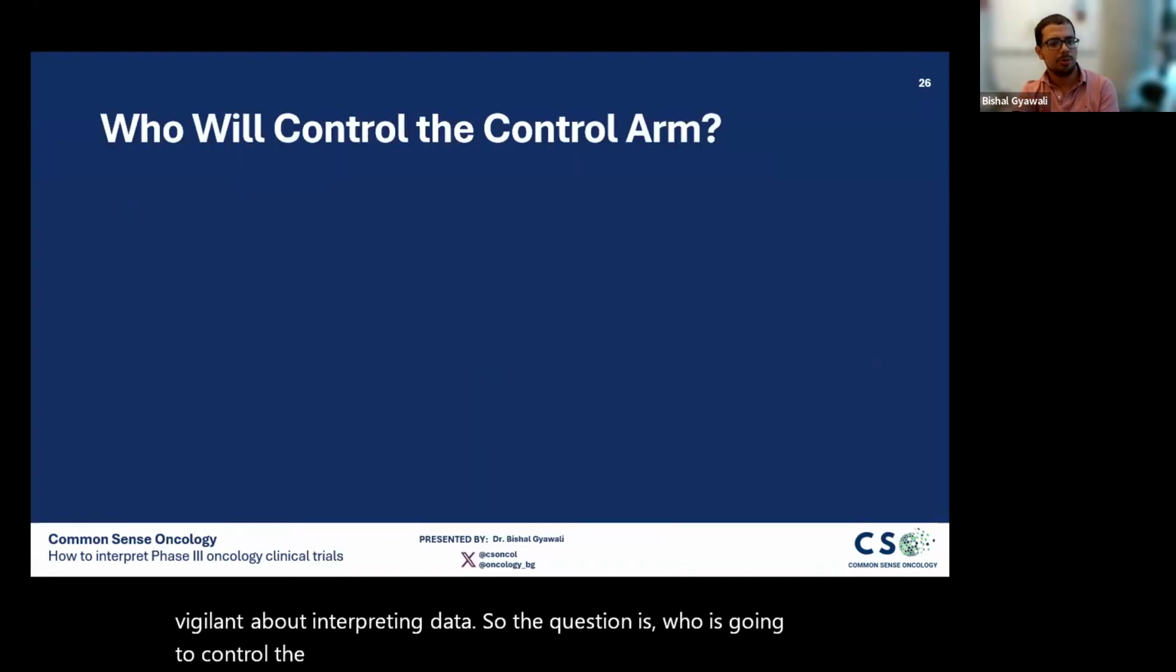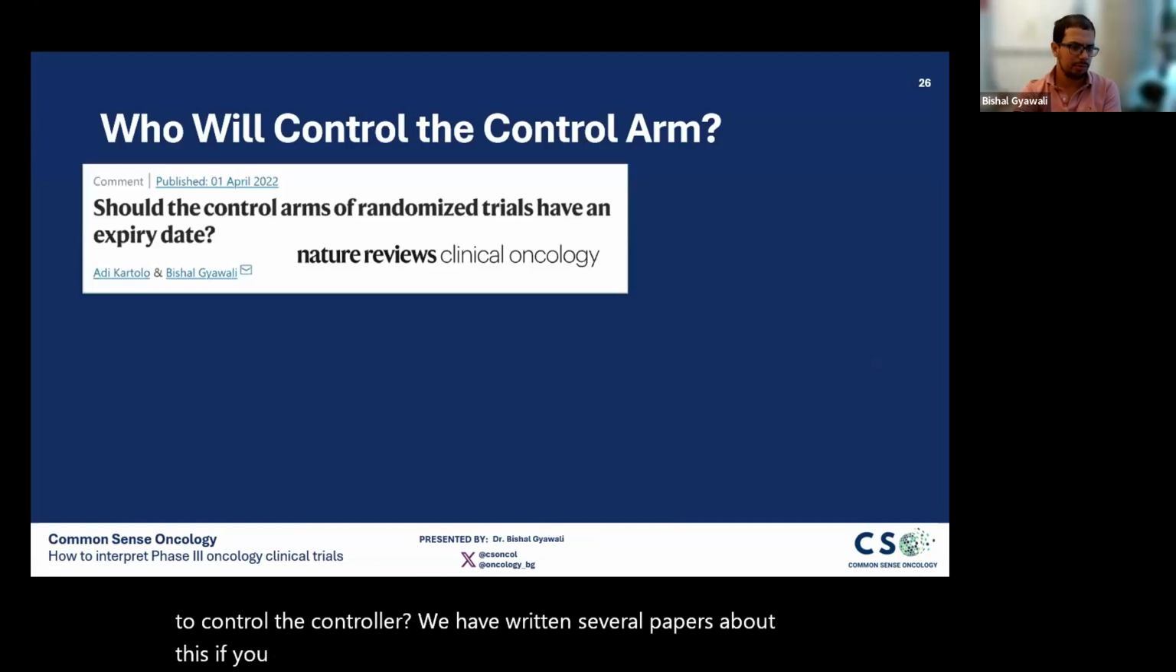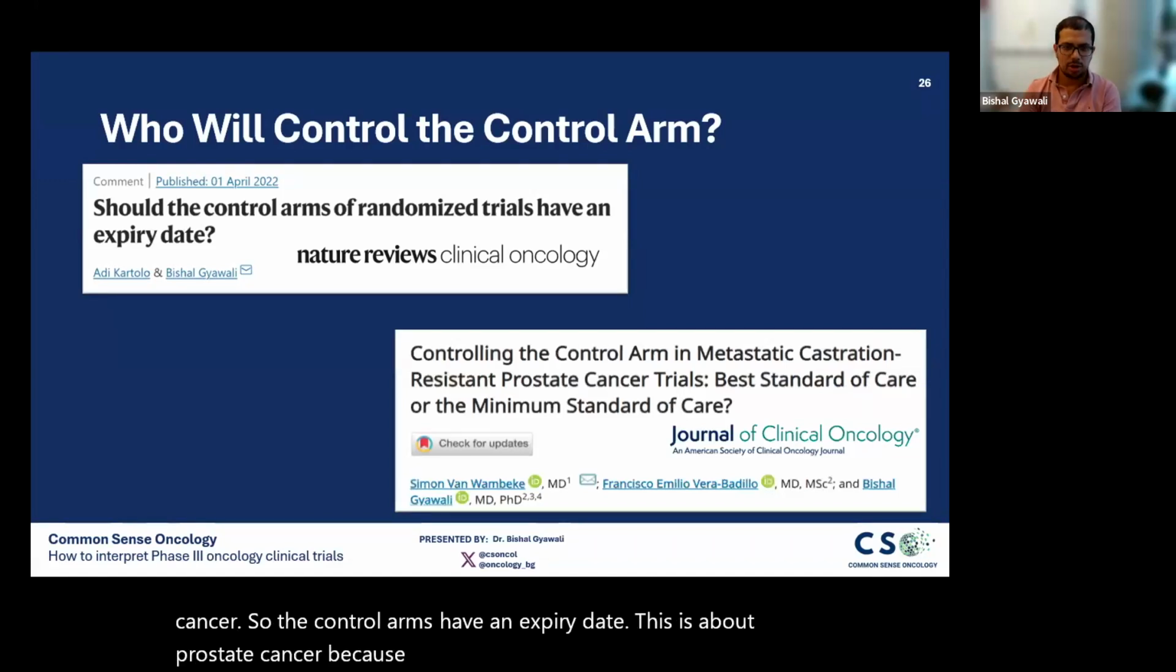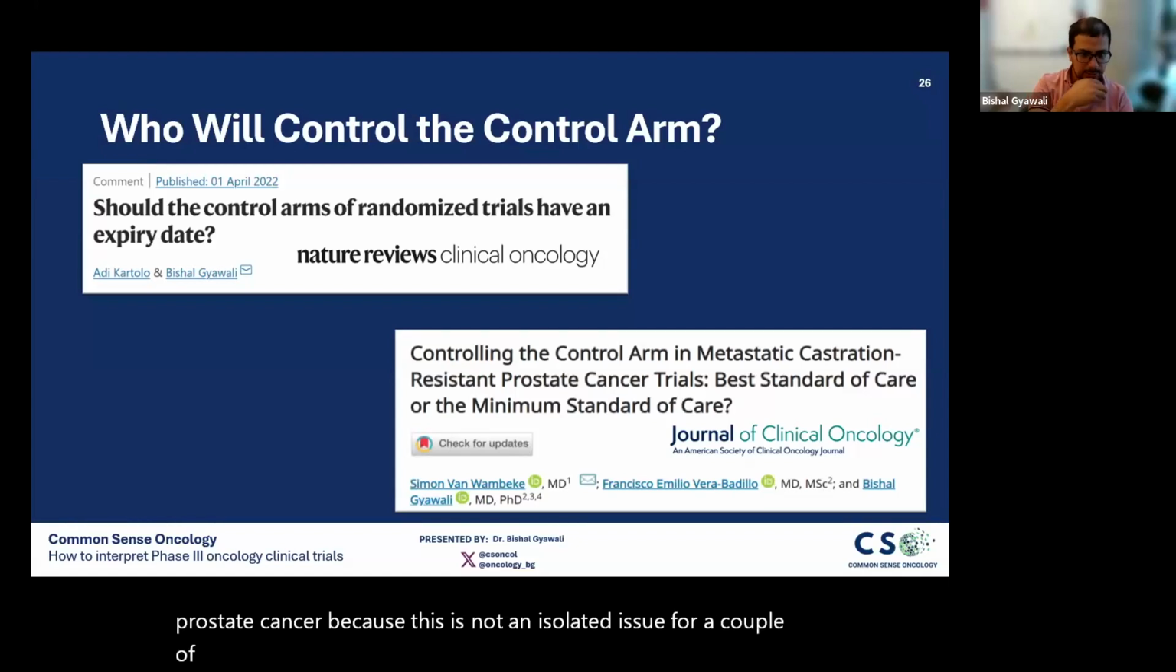We have written several papers about this. If you're interested, you can read them. This is about lung cancer. Should the control arms have an expiry date? This is about prostate cancer, because this is not an isolated issue for a couple of trials. This has been a problem in oncology for a while now.